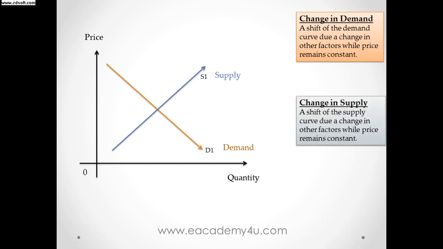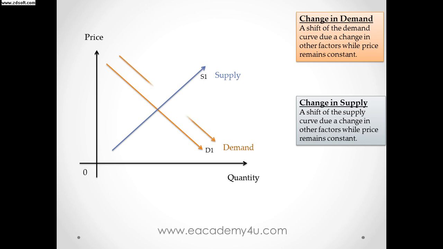Then this is the change in supply. A shift of the supply curve is due to a change in other factors while price remains constant. This is exactly the same. So anything other than price will shift the supply curve, just like in demand, anything other than the price will shift the demand curve. Maybe it shifts to the right, or maybe it shifts to the left, depending on the situation or the question.